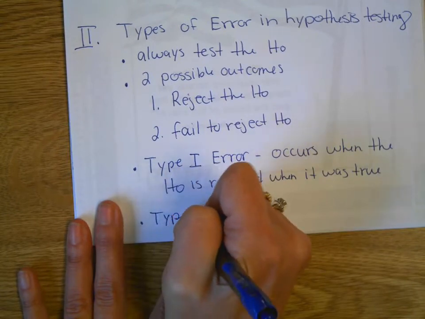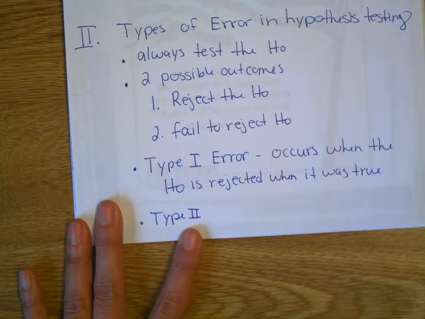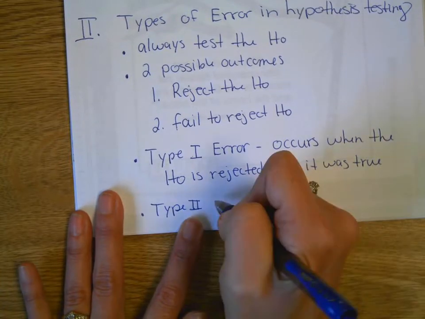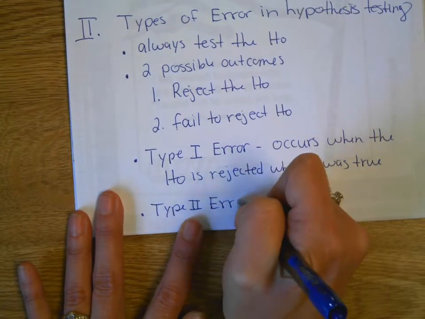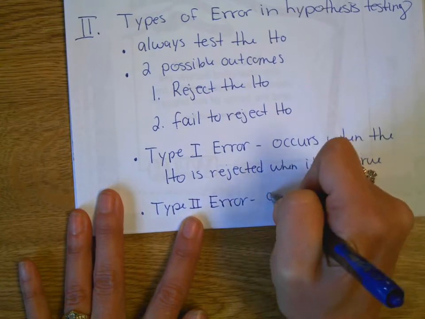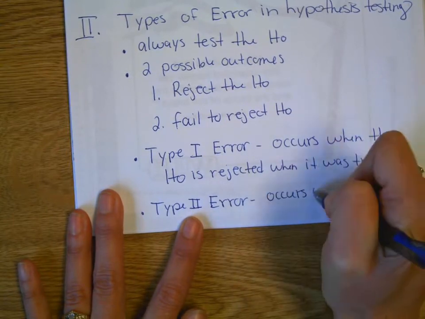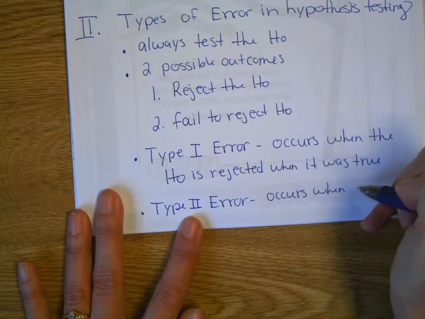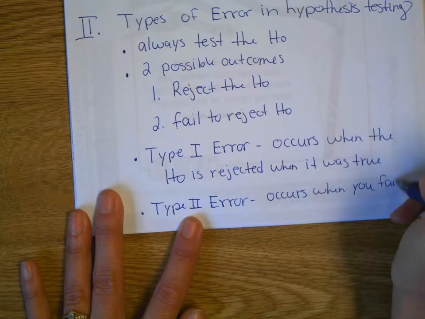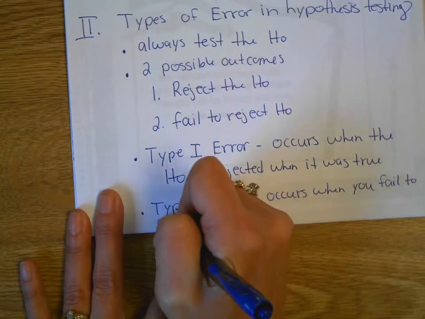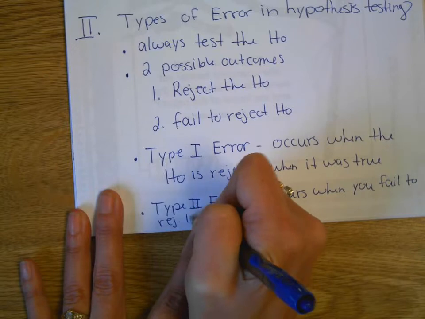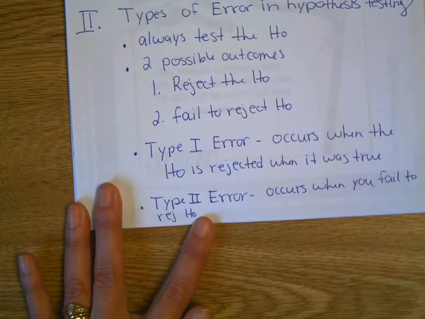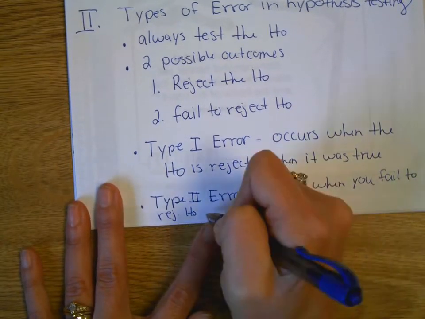Type 2 error. I don't even know if I wrote all that. A type 2 error occurs when the null is rejected when it was actually true. A type 2 error occurs when you fail to reject the null when it actually was false.